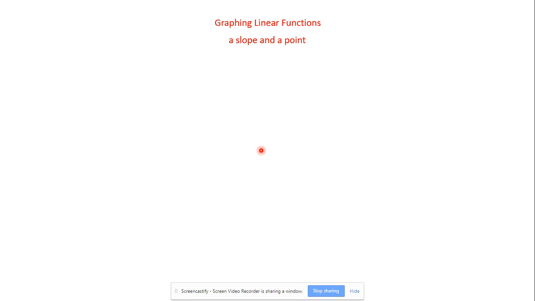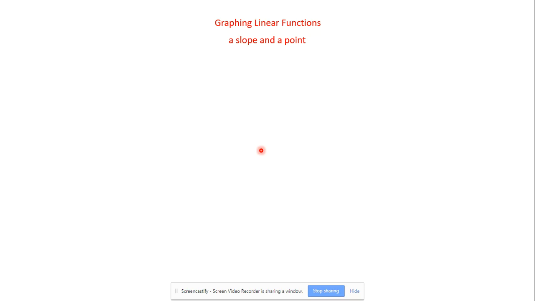Now graphing. We're going to graph functions using a few different things. First, we can start out with a slope and a point. Actually, before we even get to slope and a point, if we have 2 points or a table, you can put the points on the graph and then connect the dots with a line. I'm not even going to show you that. Point, point, connect the dots.